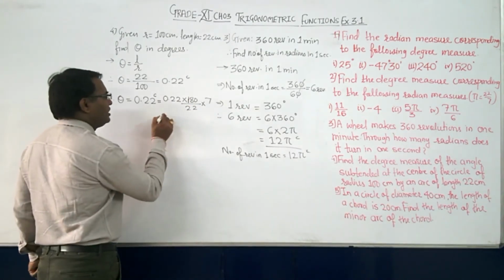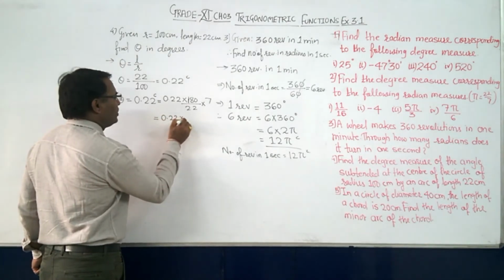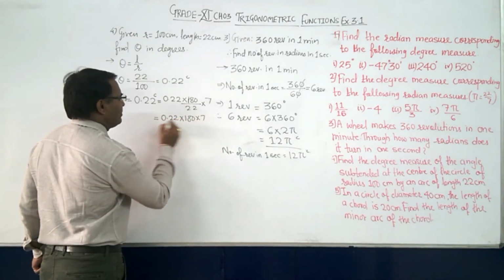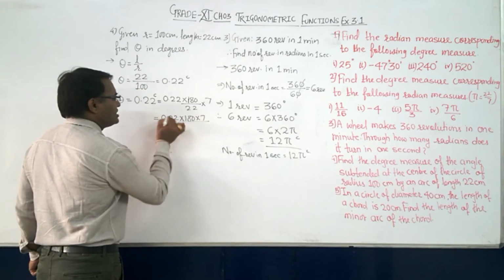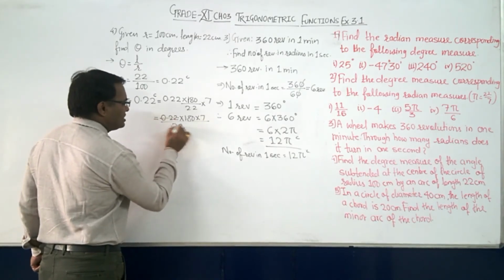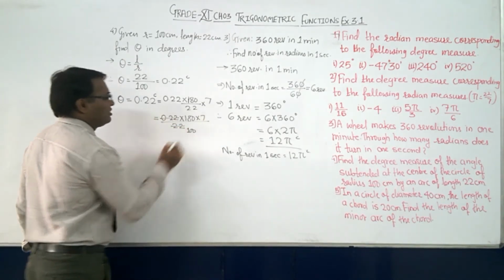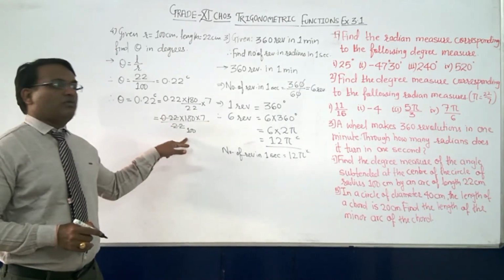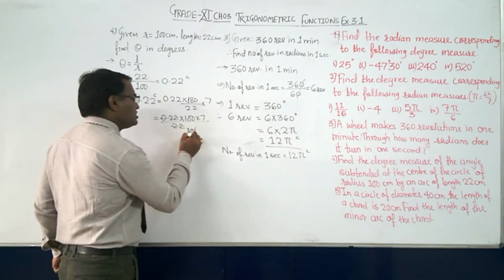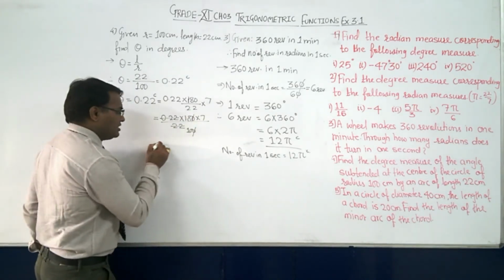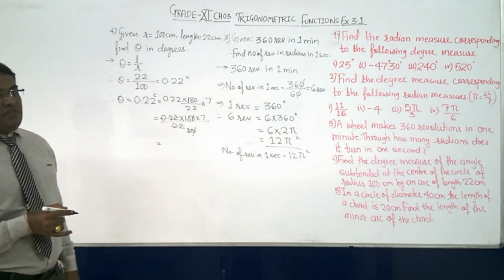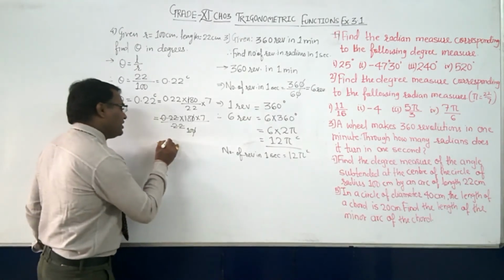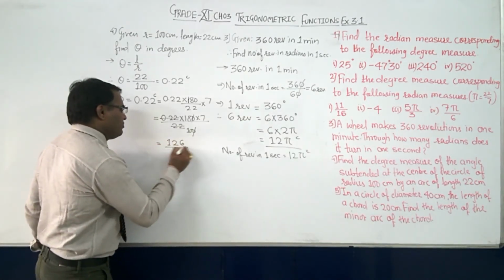So what will it be? It means 0.22 into 180 into 7 upon 22. As you know, this and this will get cut. 0.22, when it is cut by 22, what will we get? 100. So the 0 and 0 will get cancelled. Now what is 18 sevens? That is 126 upon 10.